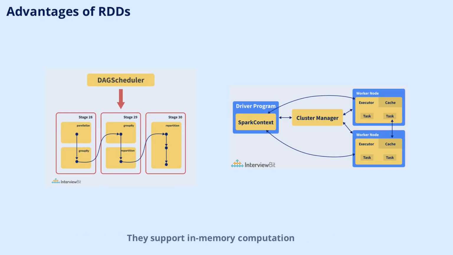PySpark RDDs offer several advantages for big data processing. They support in-memory computation, which speeds up data processing by avoiding repeated disk reads. RDDs are immutable, ensuring data consistency and enabling safe parallel operations. Their fault tolerance means that if a partition is lost, it can be recomputed from the original data. RDDs also support lazy evaluation and automatic partitioning, making them both efficient and reliable for distributed tasks.